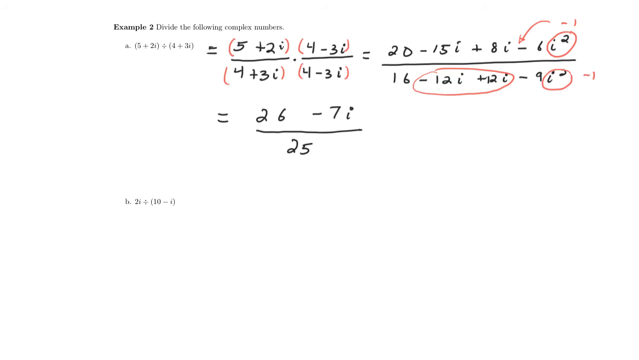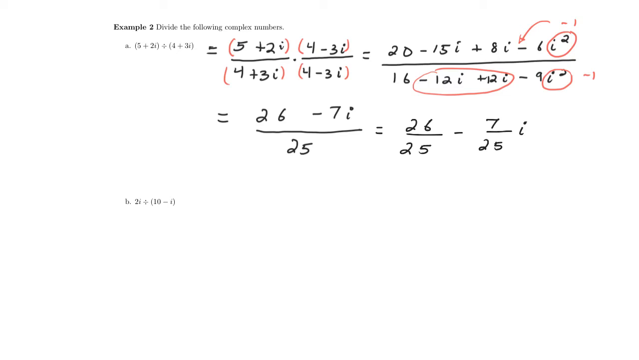And we're practically done at this point. You can break this up into two fractions, 26 over 25 minus 7 over 25i. And as strange as the answer looks, this is it. We wrote it as one complex number, 26 25ths minus 7 25ths i.